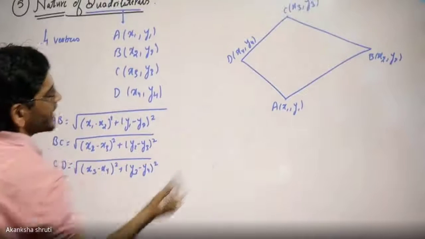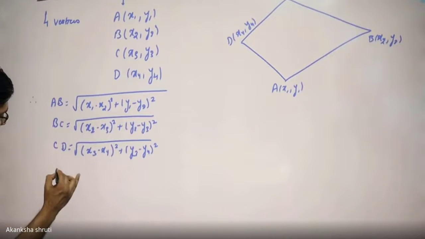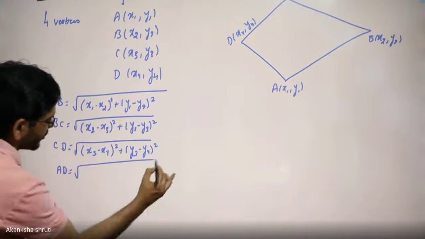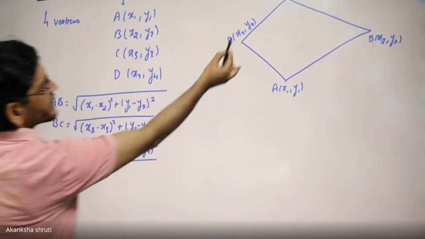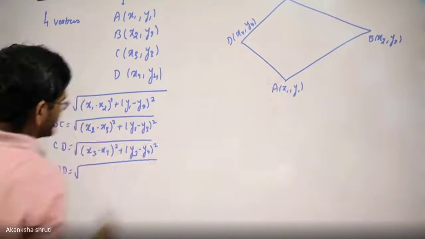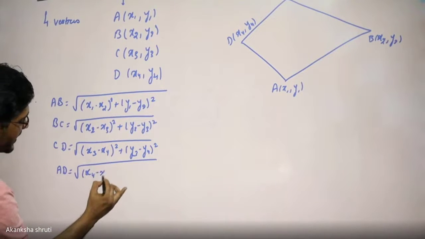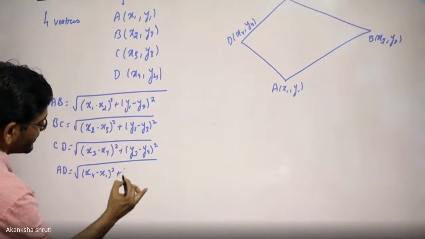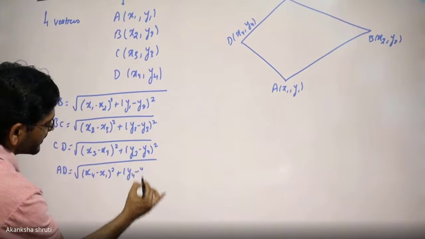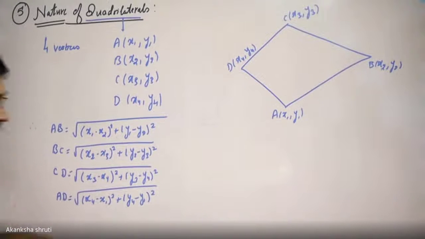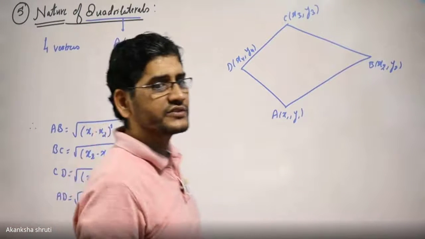Students, the fourth side is our DA or AD, we may write. Whether we write DA or AD, it means the same thing. Here we have x4, y4 and x1, y1. We may write x4 minus x1 square plus y4 minus y1 square. So this way, the side lengths can be calculated. That is the first thing.